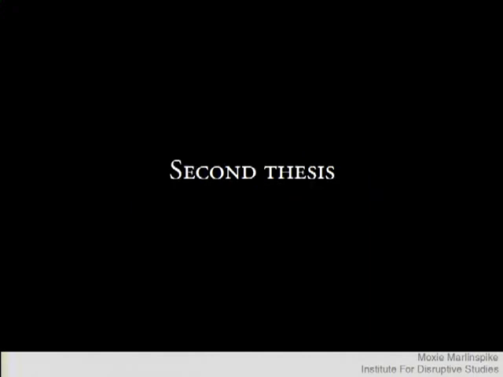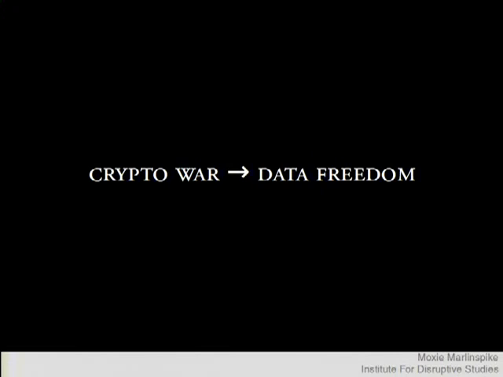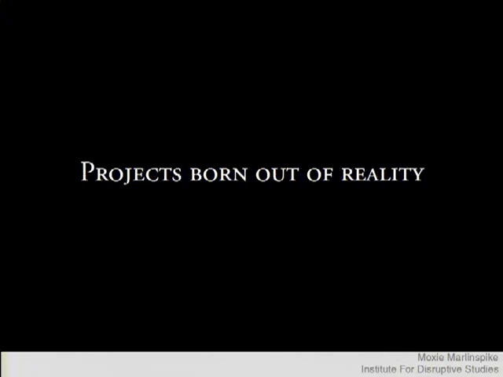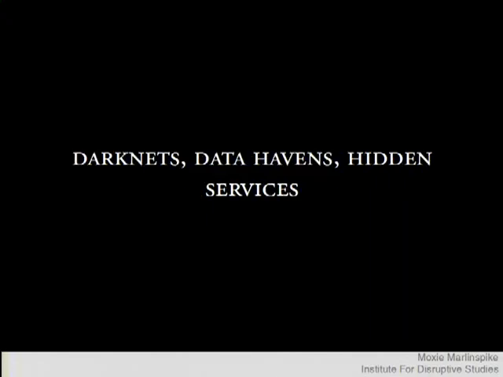My second thesis here is that the crypto war was largely about data freedom. That while all of this was happening, the name of the game was trying to get this restricted information out, to make restricted information available. And from that, it was very easy to extrapolate a future of data control. That it was very easy to look at that situation and assume that in the future, what we were going to be dealing with was continued attempts to control data. And so a lot of our privacy projects were born out of that reality. We have things like darknets, data havens, hidden services. They were all born out of this future nightmare.